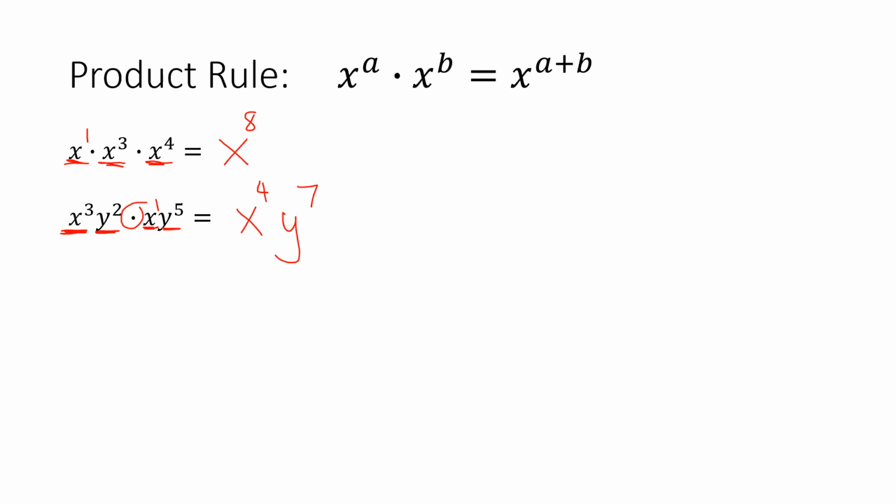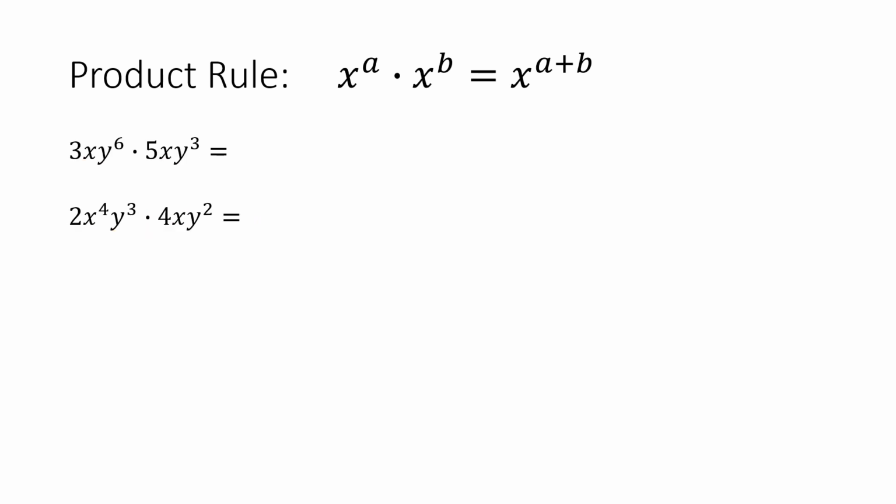So again, the product rule, if you are multiplying powers with the same base, all you do is add the exponents. All right, here it gets a little trickier because you have some numbers out in the front. So think about this one. This is a 3 and a 5. Now those are not exponents, those are coefficients. And this is a multiplication problem. So you literally just multiply. 3 times 5 is 15.